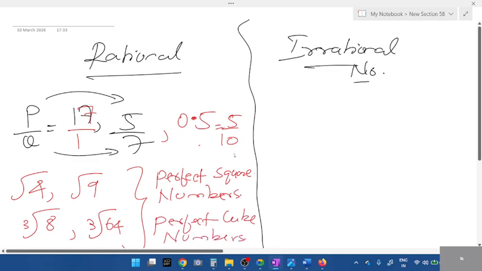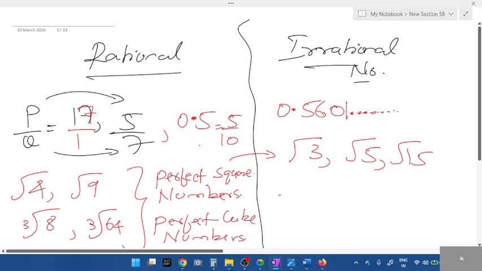When it comes to irrational, it is a number which is continuous. They'll directly give you something like 0.560 and dots, 0.5601 and dots. This is irrational. The opposite of perfect square are non-perfect square numbers. Root 3 is irrational. Root 5 is irrational. Root 15 is irrational. The opposite of perfect cube numbers are non-perfect cube numbers. Those are cube root of 9, cube root of 5, cube root of 60. All these are irrational numbers.